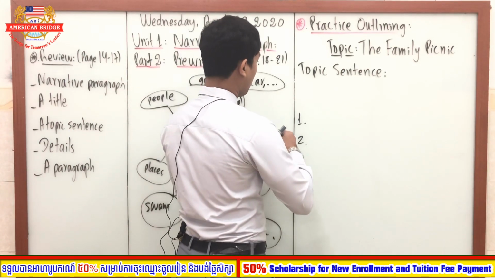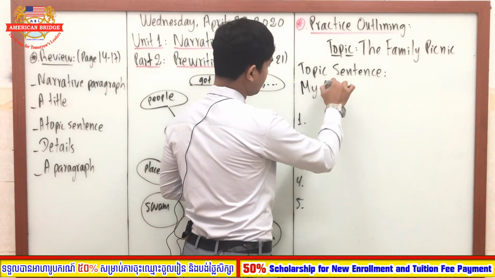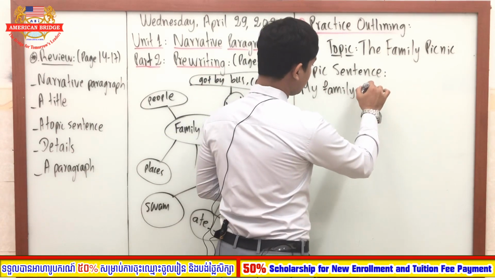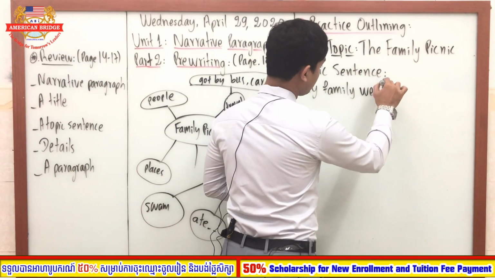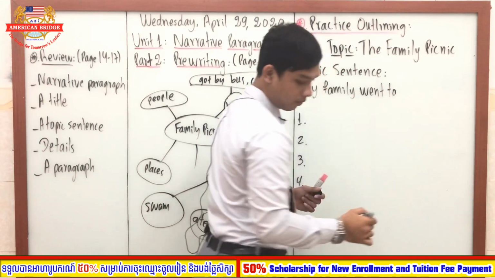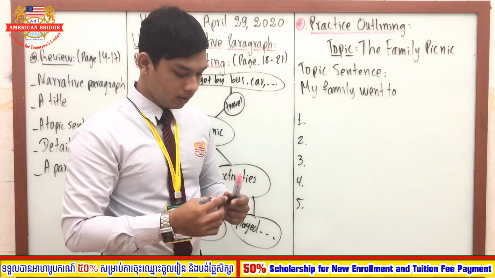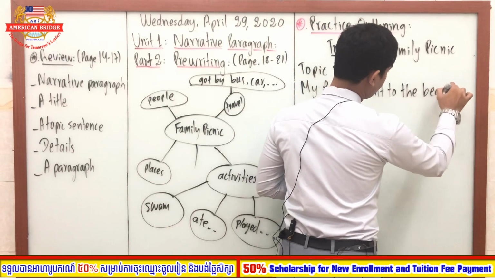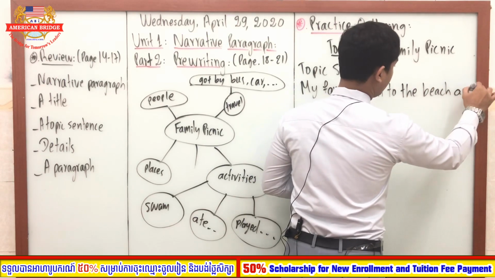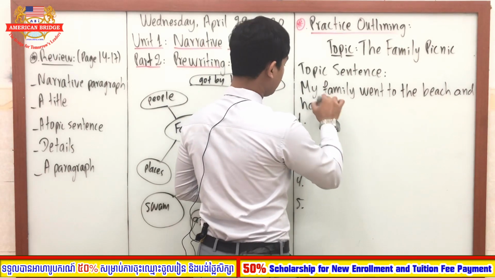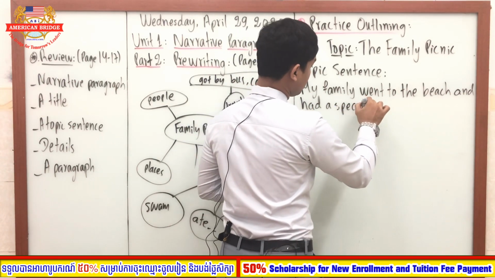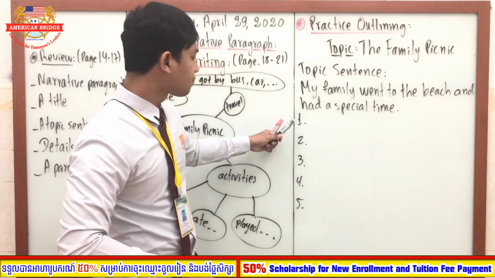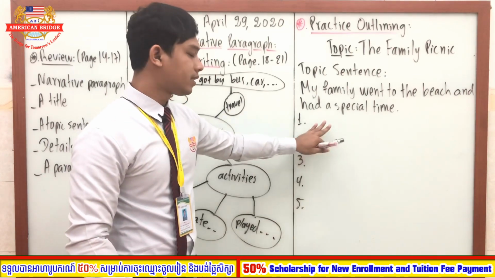Here, there should be my family, what? Went to what, everyone? There should be my family went to the beach. Okay. And had a special time. Okay, very good. So now we have 1, 2, 3, 4, 5.